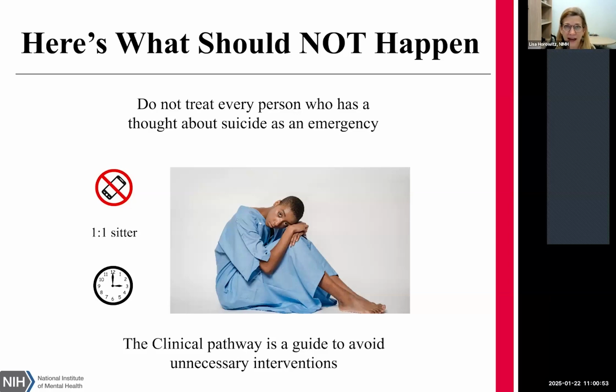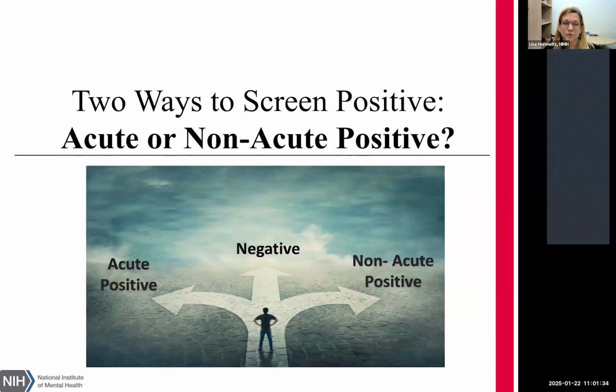So the clinical pathway that I'm going to talk about over and over today is the guide to avoid these unnecessary interventions, because this feels punitive to the patient, and this is what overwhelms your system, right? I've seen emergency departments where anyone who says anything about suicide gets put in a paper gown, and then all of a sudden they have an inordinate number of people in paper gowns with a sitter, and they can't handle it, and it shuts the screening program down. This is not necessary. This is not compassionate. This is not patient-centered. So we believe our pathway is a way to avoid this.